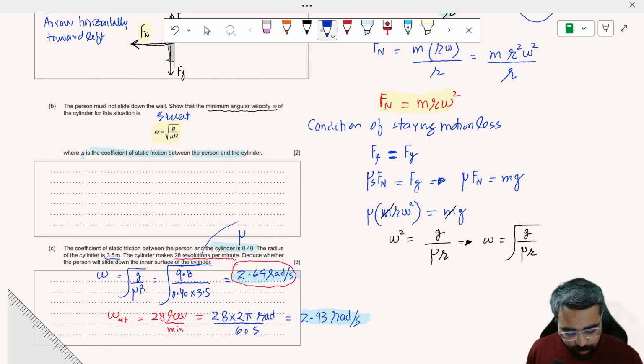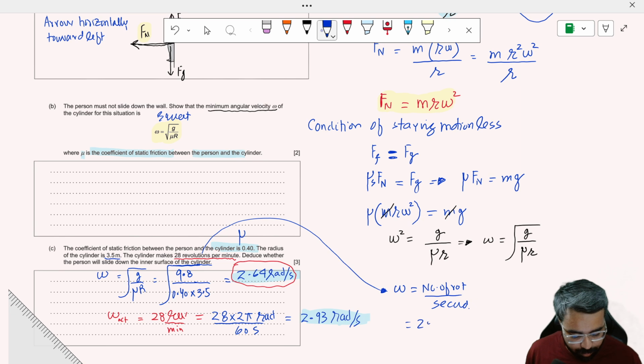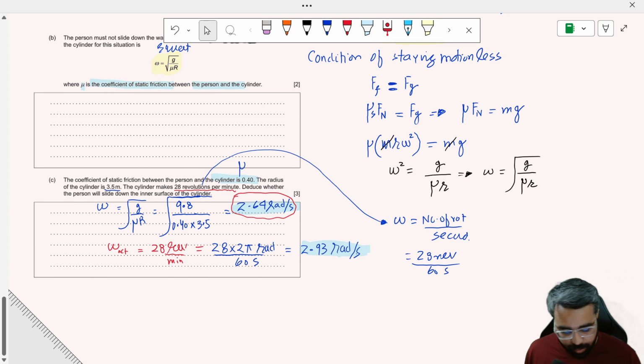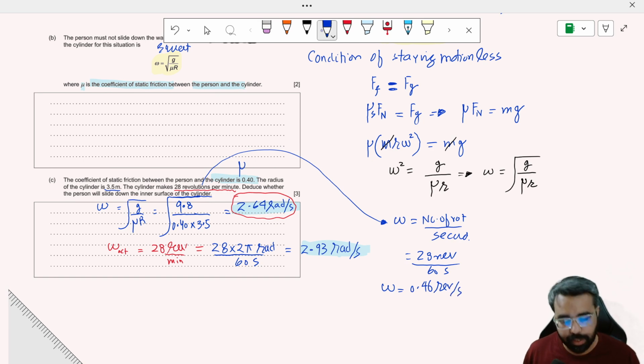Just a side note, a basic fundamental concept: omega is the number of rotations per unit time, that is per second. For example, 28 revolutions divided by 60 seconds means the actual speed of the rotor is 0.46 revolutions per second. It means it is completing almost one half revolution in 1 second.